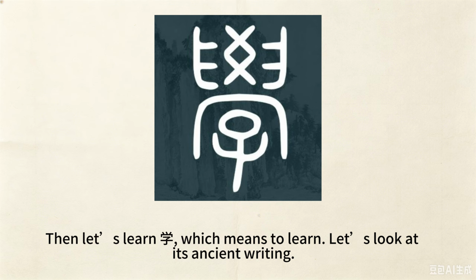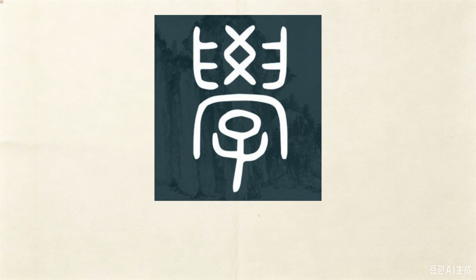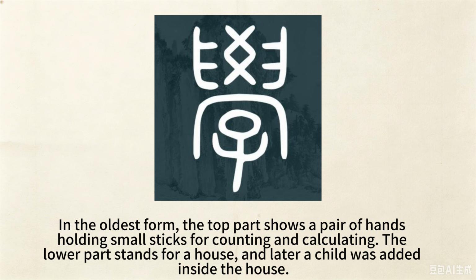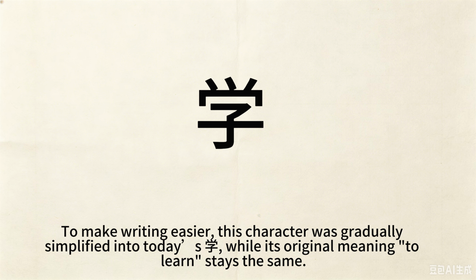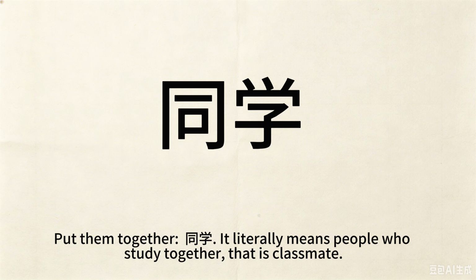Then let's learn 学, which means to learn. Let's look at its ancient writing. In the oldest form, the top part shows a pair of hands holding small sticks for counting and calculating. The lower part stands for a house, and later a child was added inside the house. The whole picture describes a child learning and studying indoors. To make writing easier, this character was gradually simplified into today's 学, while its original meaning to learn stays the same. Put them together, 同学. It literally means people who study together, that is classmate.